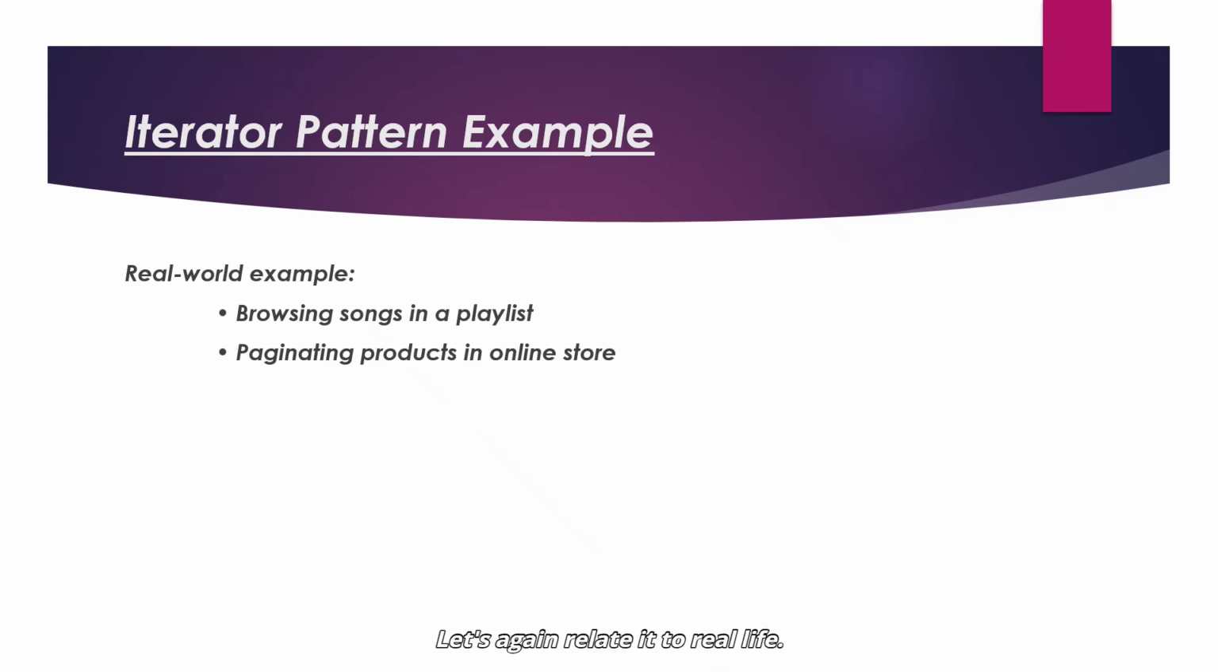Let's again relate it to real life. Imagine you are using a Spotify playlist. When you hit next or previous, do you care how Spotify stores your songs? Absolutely not. Behind the scenes, it could be a dynamic array, a linked list, or something entirely custom, but you as a user interact through a simple interface. Play next song, play previous song, shuffle songs, and so on. That's exactly the beauty the iterator pattern provides in software design too, a clean way to move through data.